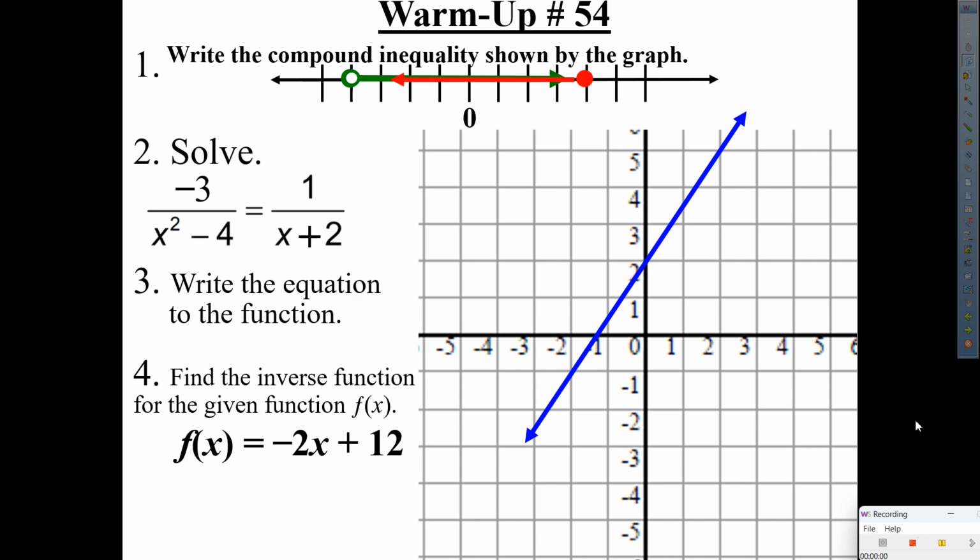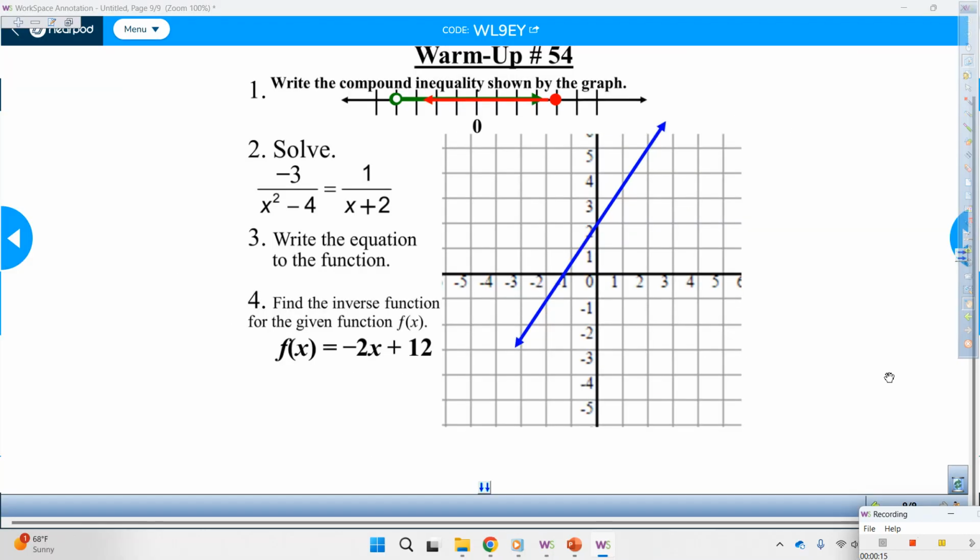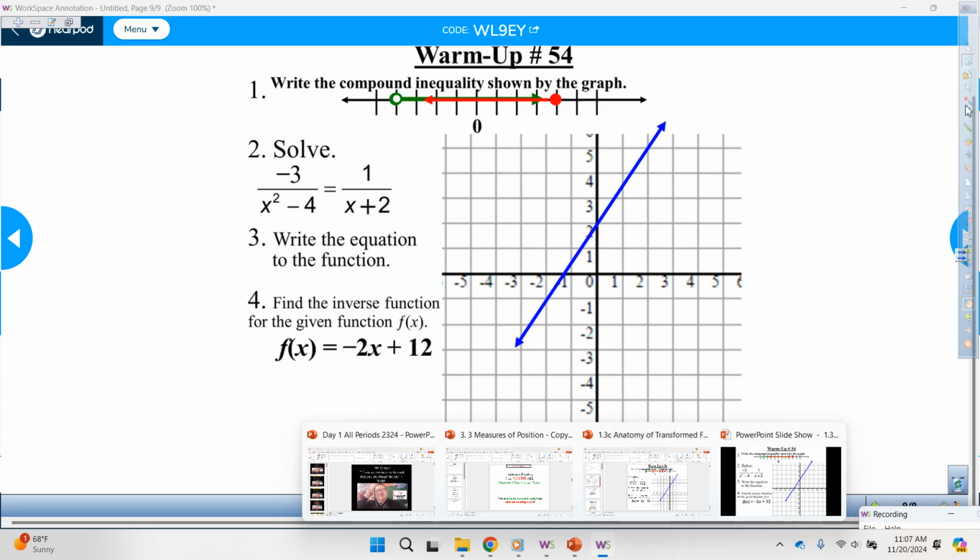Another exciting day, mathematics. Warm-up 54 is on the screen. Hopefully by now you got all these four by yourself in no time. Get cracking, please. Go. Let's go. All right. Number one. Let's get the show on the road. Give us an inequality for number one, please.